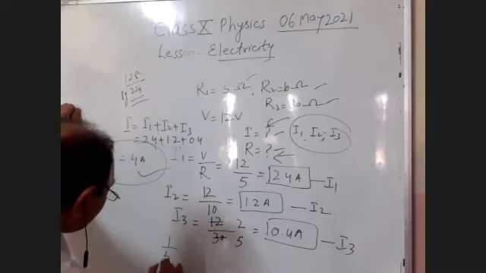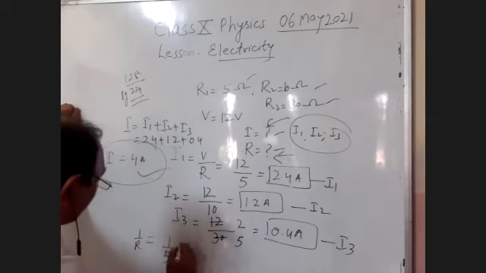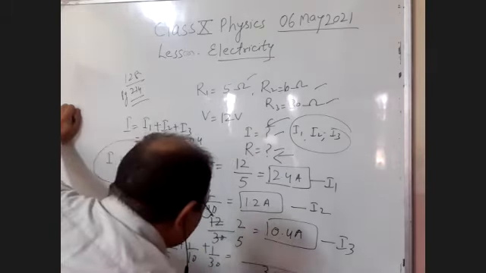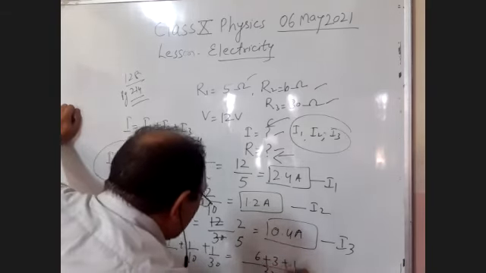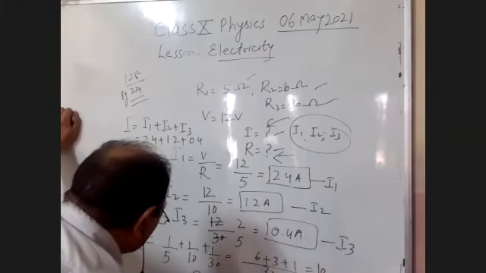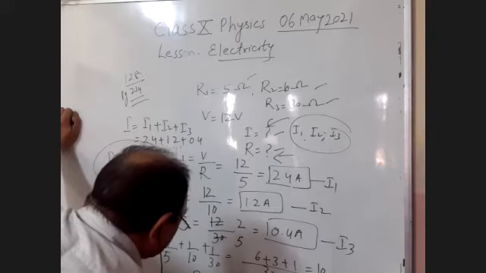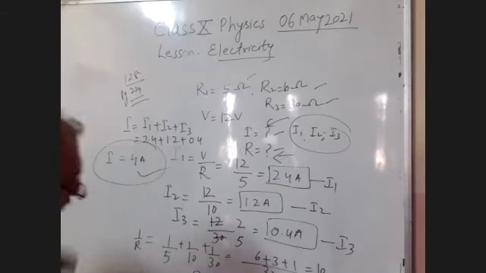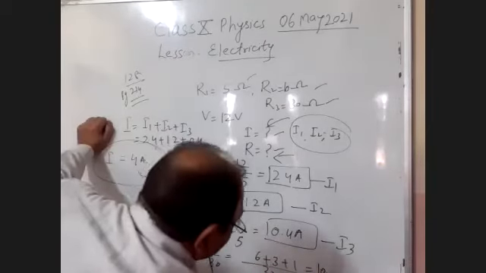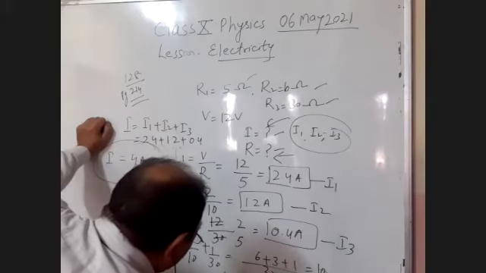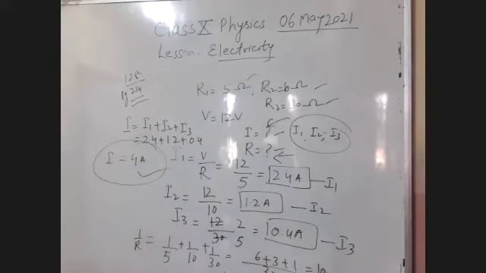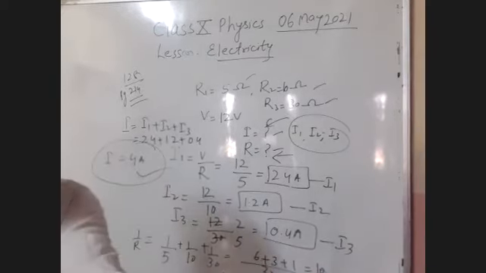1 by R is equal to 1 by 5 plus 1 by 10 plus 1 by 30. The LCM is 30, so it will be 6 plus 3 plus 1, that is 10 by 30. Sorry, it will not be 30, it will be 10 by 30. Now the zeros cancel, and 1 by R is equal to 1 by 3, and R is equal to 3 ohm. 3 ohm is your resistance. That is your answer of this question, students. Is it clear, students?